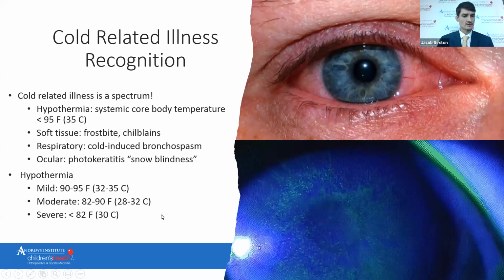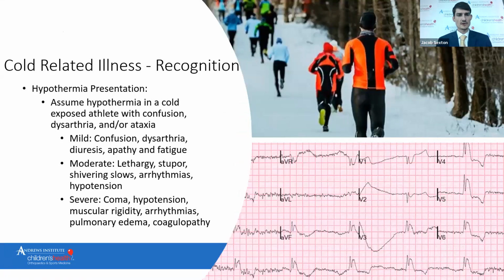Hypothermia is graded: mild is between 90 to 95 degrees Fahrenheit, moderate is 82 to 90 degrees Fahrenheit, and severe is less than 82 degrees Fahrenheit. So you always need to assume hypothermia in a cold-exposed athlete when there is any evidence of confusion, dysarthria, so difficulty speaking, slurred words, mumbled speech, and/or ataxia. So any evidence of gait disturbances. Do they have a wide-based gait? Are they stumbling? Basically, if you think they're drunk, then they probably have hypothermia at that point in time.